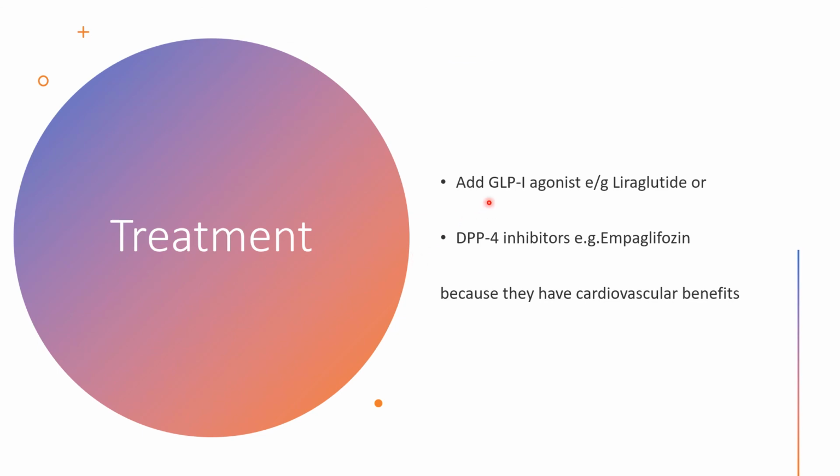Treatment. You can add GLP-1 agonists like liraglutide or SGLT2 inhibitors like empagliflozin. Why that? They have cardiovascular benefits. But I'm not in favor of one medication over the other. I'm just presenting the facts here. I don't know the manufacturing companies for these drugs. I'm just presenting the facts.